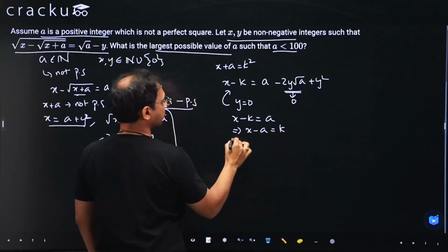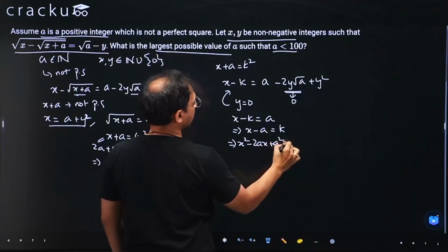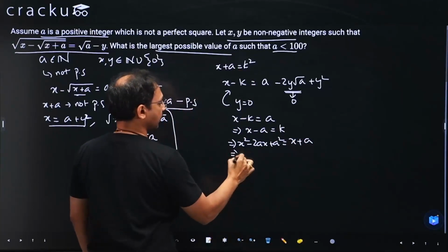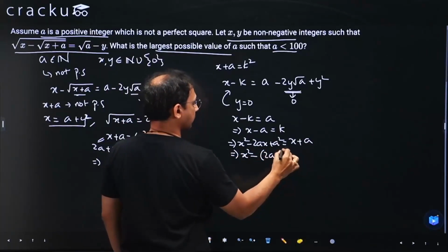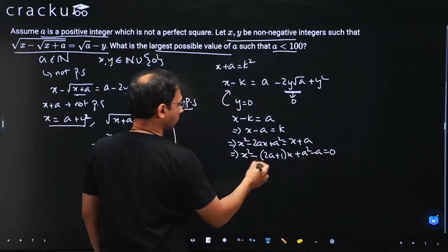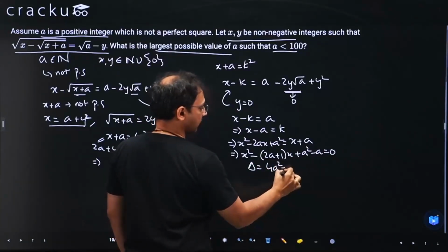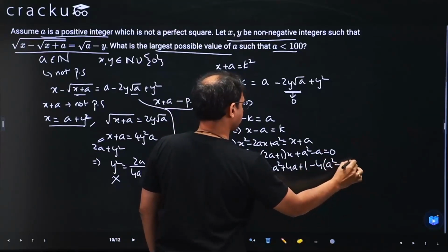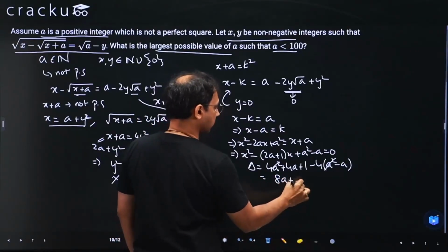Square on both sides: x square minus 2ax plus a square is k square. k square is x plus a. I can write this as a quadratic in x. What is the discriminant here? b square minus 4ac. 4a square gets cancelled and I get 8a plus 1.